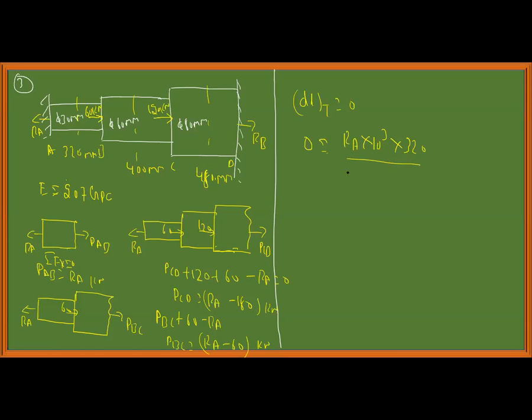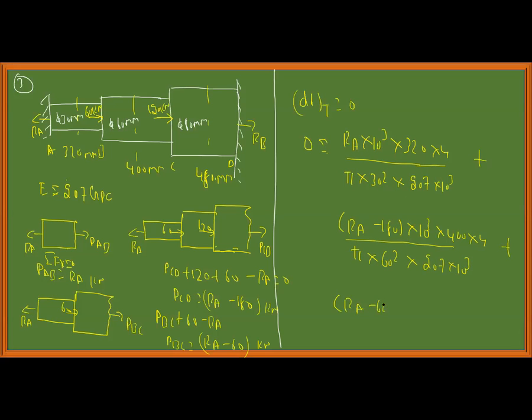PL by A into E: PL is 320, A is the area of cross-section, pi d square by 4, into E, 207 into 10 power 3, plus (RA minus 180) into 10 power 3 into 400 by pi d square by 4 into 207 into 10 power 3, plus (RA minus 60) into 10 power 3 into 480 by pi d square by 4 into Young's modulus 207 into 10 power 3.